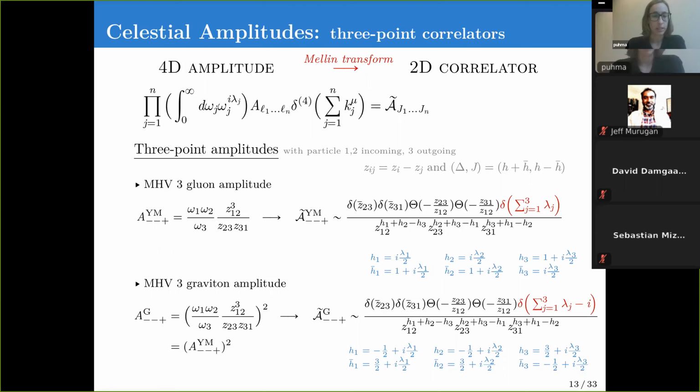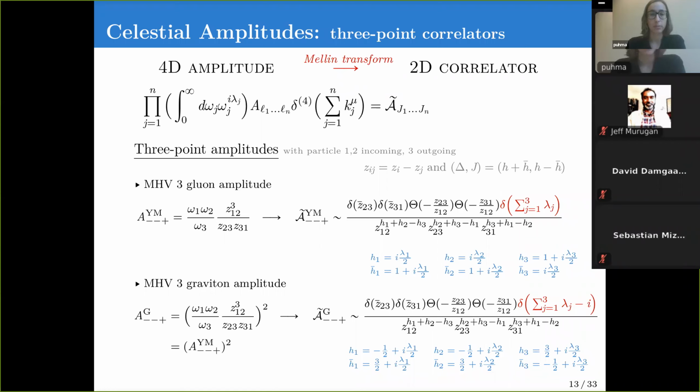Now, one thing that I want to point out, as is obvious from this expression, is that this graviton 3-point amplitude is just the square of Yang-Mills theory. But if you look at the expressions on the celestial side, there doesn't seem to be an obvious squaring relation between the celestial correlators.